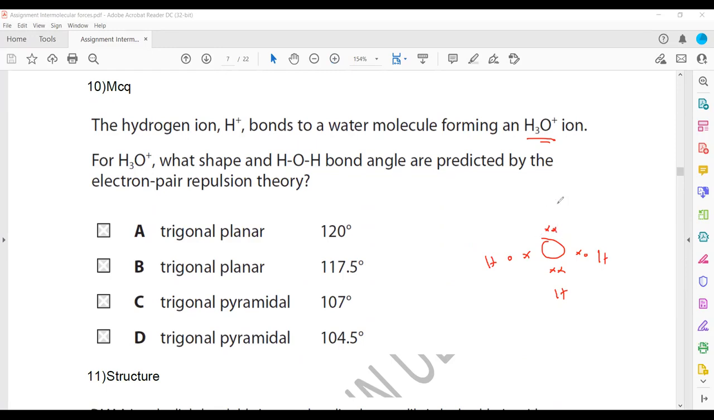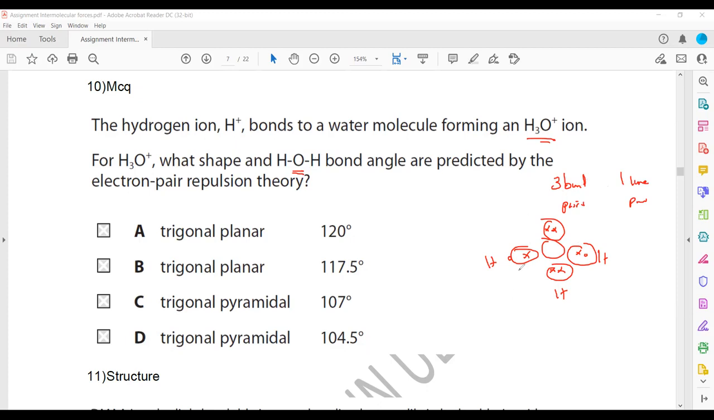So when we predict the geometry, we always predict according to the central atom, and this is oxygen. So with respect to oxygen, how many bond pairs are there? One, two, three bond pairs, and there is one lone pair. So three bond pairs and one lone pair. What will be the structure?